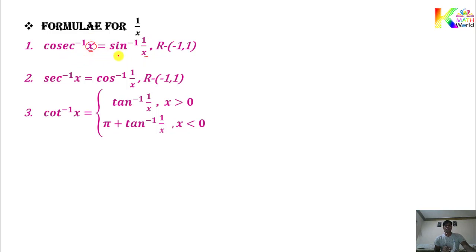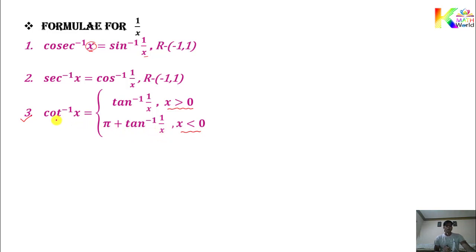The function changes to its reciprocal function, and the number, the angle also, becomes reciprocal. Same way sec inverse x. The reciprocal function of sec is cos, so we can remember it this way: cos inverse of 1 over x. Same way cot inverse x is equal to tan inverse 1 over x. Here this is the important result for us: tan inverse 1 over x whenever x is greater than 0. And whenever x is less than 0, you get pi plus tan inverse of 1 upon x.